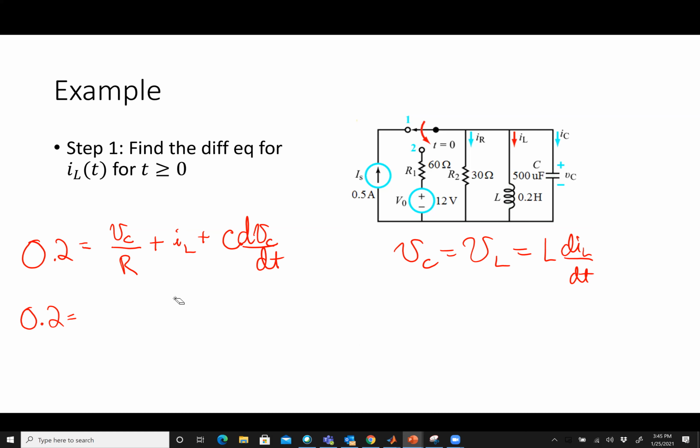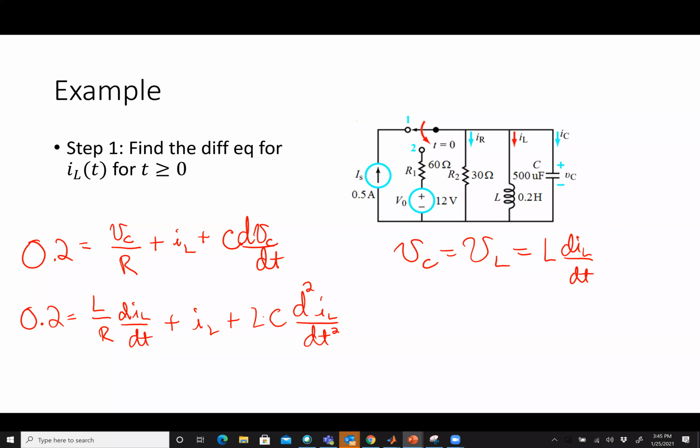Substitute for VC, right? So this is going to become L over R dIL by dt plus IL plus LC dVc dt squared. Or sorry, d squared IL by dt squared. Okay, now that's a second order equation, right?